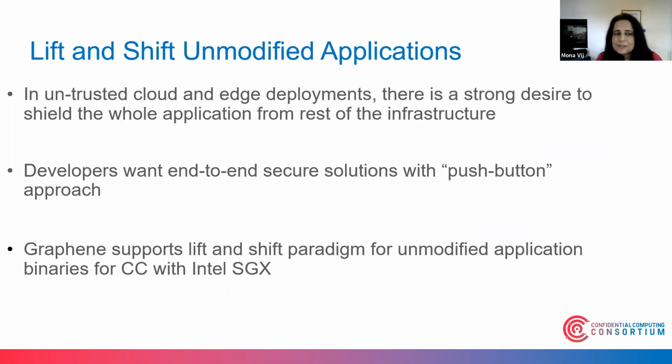So while splitting an application into an untrusted application and a trusted enclave ensures a small TCB and strong security guarantees, it also increases the effort to build and maintain such a split. In untrusted cloud and edge deployments, there's a strong desire to not split the application, but rather shield the application and its secrets from the system software. This basically results in a design where the entire application is running inside the enclave.